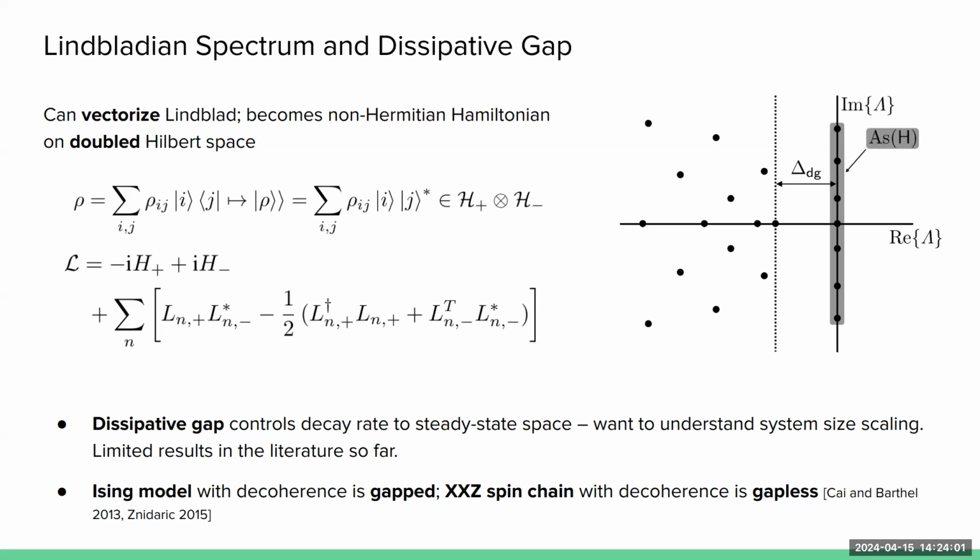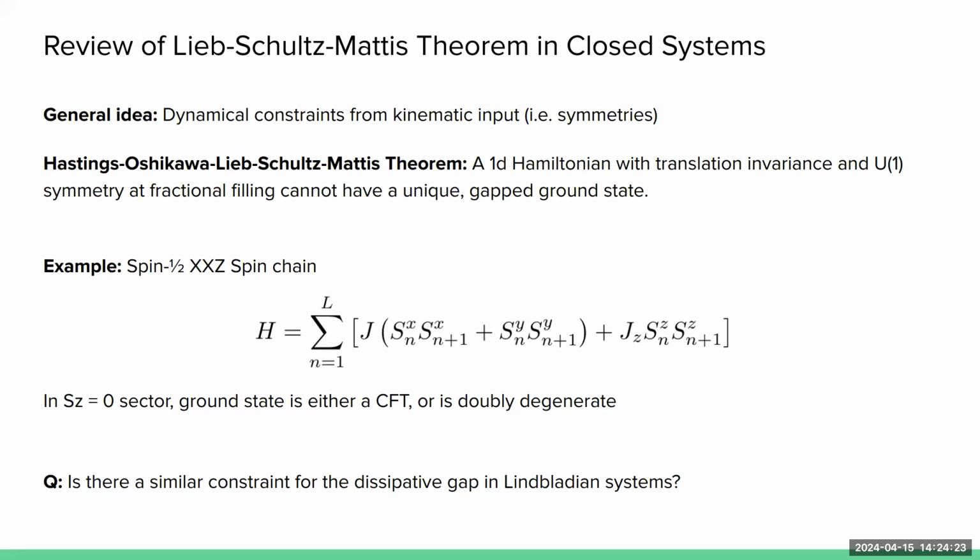So this is interesting because the difference between these two models is the fact that the second still has a robust U(1) symmetry. So this gapped versus gaplessness is reminiscent of the behavior of the gap just in the closed system, where we know that the gaplessness of the XXZ spin chain is enforced by certain non-perturbative constraints called Lieb-Schultz-Mattis type theorems. So just to quickly review those, the general idea is that these LSM theorems, in the most general phrasing, are dynamical constraints coming from some kinematic input, so imposing some symmetry on the system.